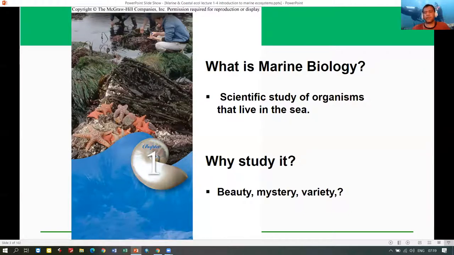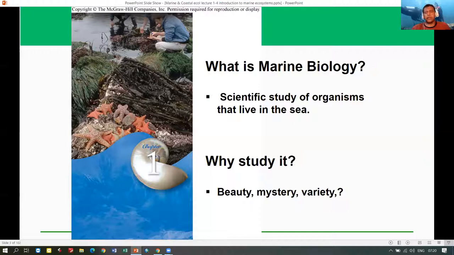There's not much difference, but oceanography and marine biology are different, because marine biology is only a part of oceanography. If you take oceanography or marine science, that's all the sciences that apply to the sea. But when we talk about marine biology or marine ecology, that's where we look at the ecological aspects of oceanography, right?